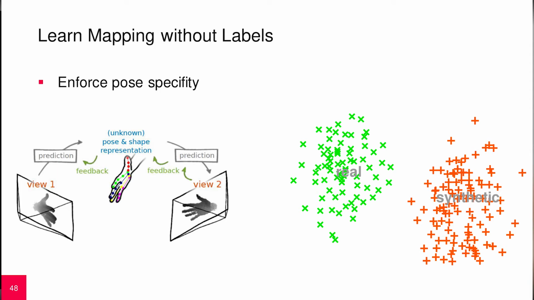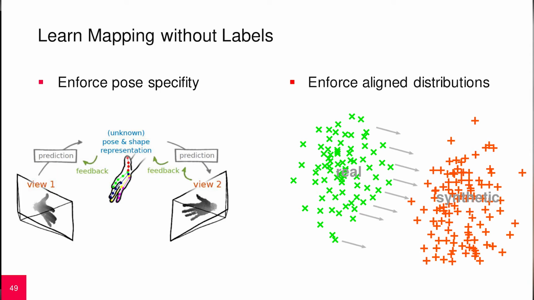So to overcome this, we exploit some ideas from adversarial training to try to enforce the distributions to be aligned in the end.